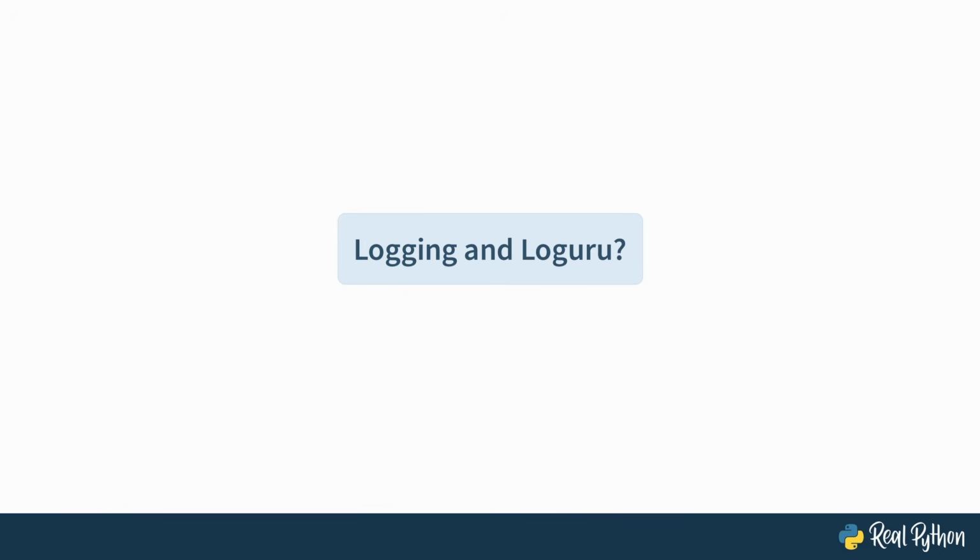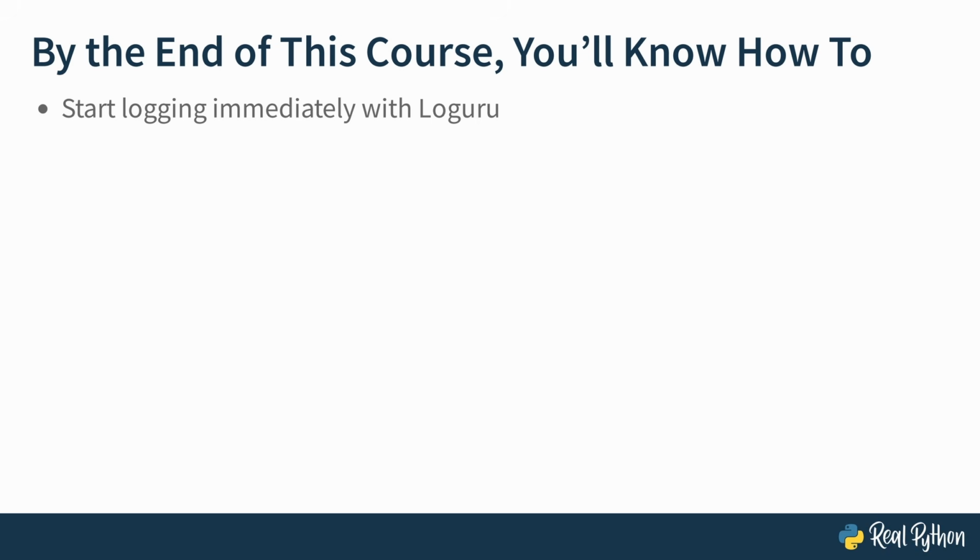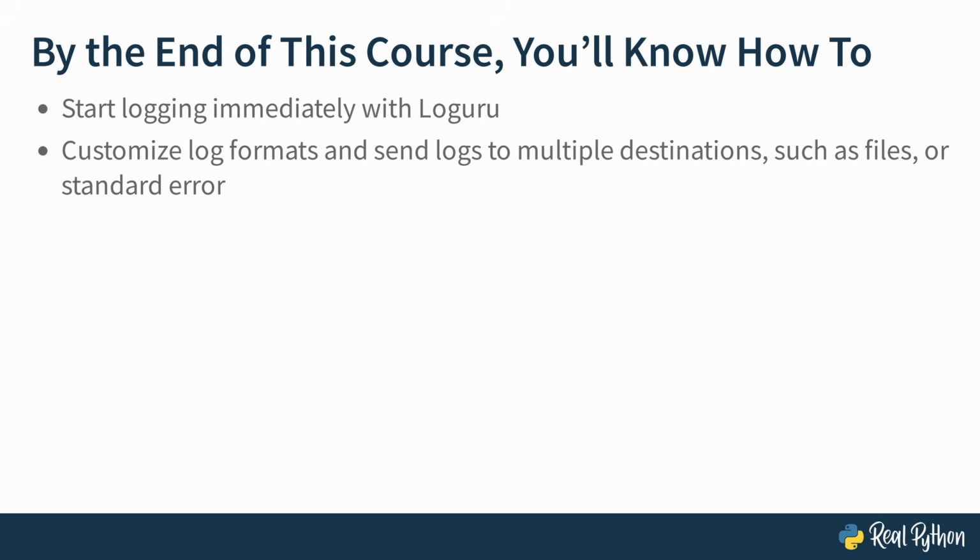In this course, you'll learn how to add production-ready logging to your Python applications using Loguru. Logging is a programming practice that helps you track, understand, and debug your application's behavior. Loguru is a Python library that provides simpler, more intuitive logging compared to Python's built-in logging module. By the end of this course, you'll know how to start logging immediately with Loguru without complex configuration, customize log formats, and send them to multiple destinations such as files or standard error.